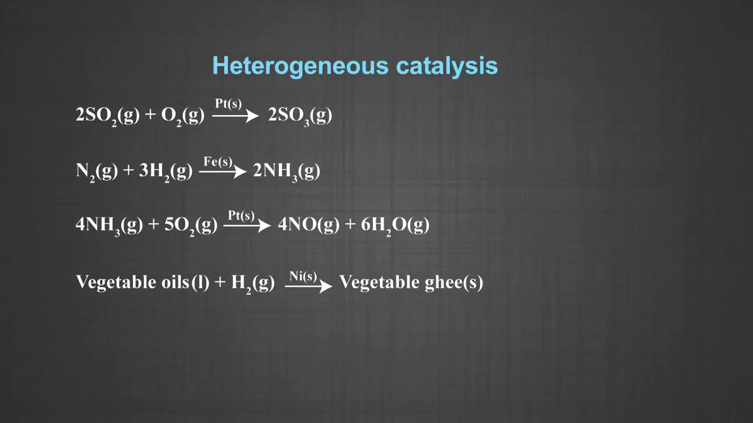Vegetable oils react with dihydrogen in presence of nickel to yield vegetable ghee. In this case, the reactants are in liquid and gaseous states, but the catalyst is in the solid state.